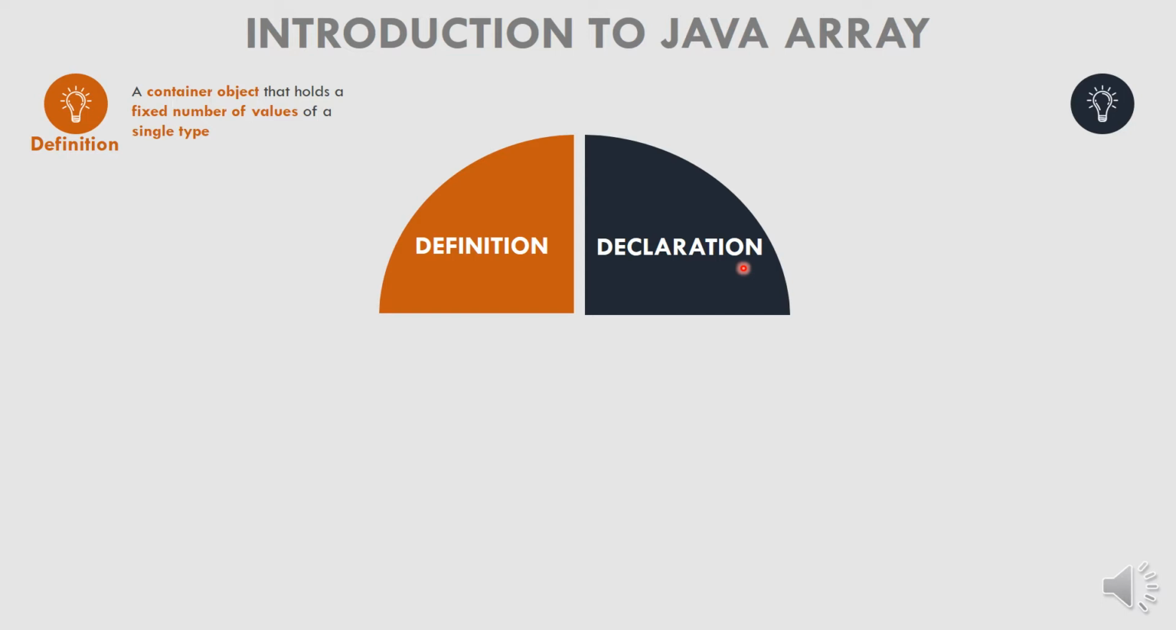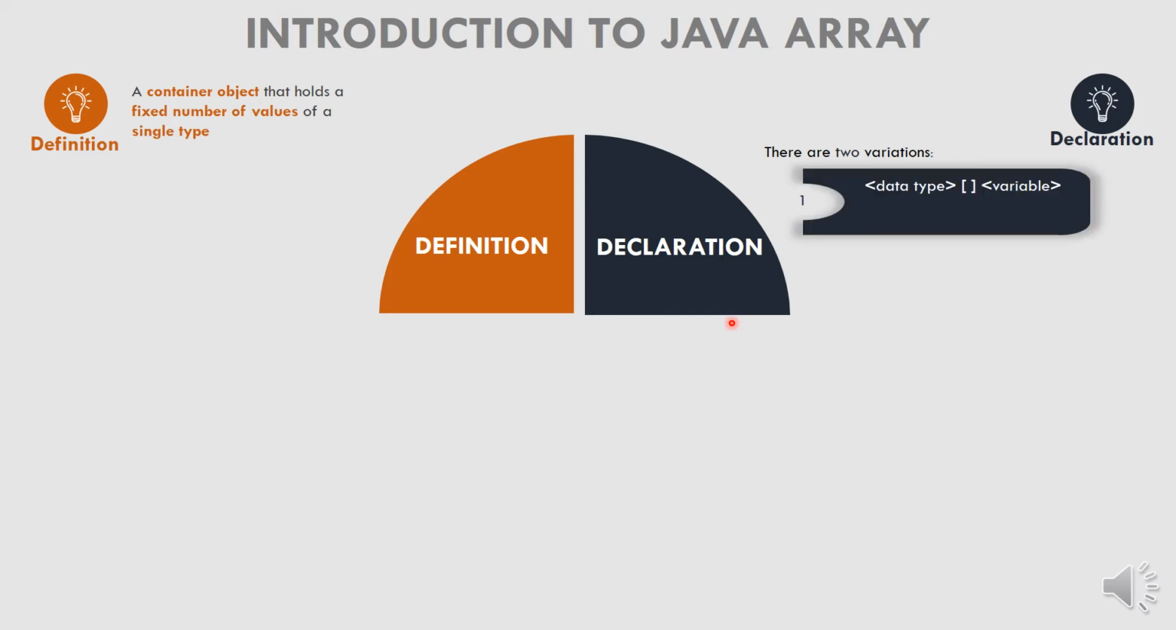Okay, there are two styles that can be used to declare an array variable. Let me introduce you to the first style. The syntax should start with the data type, specifying the type of array, followed by a bracket, open and close bracket, and followed by an array name or variable name.